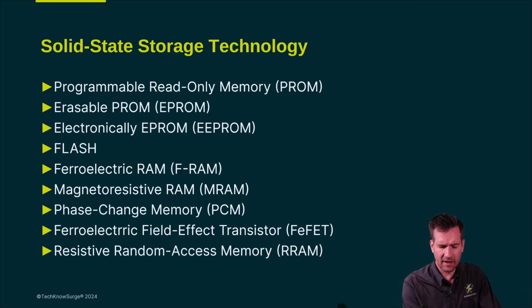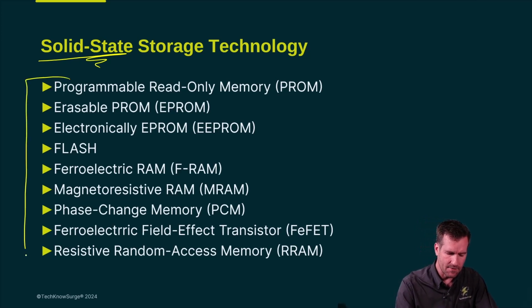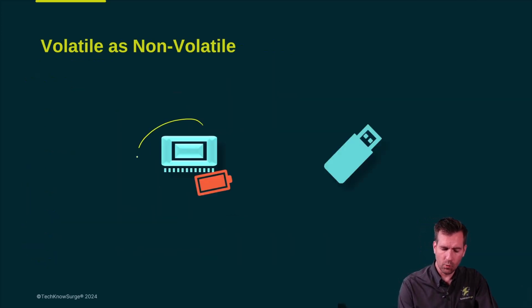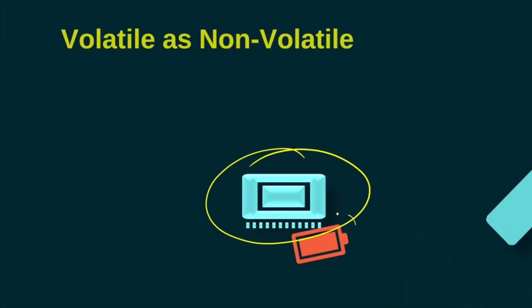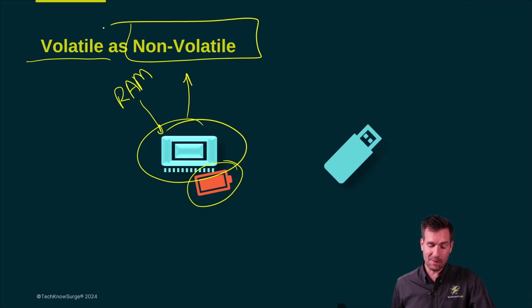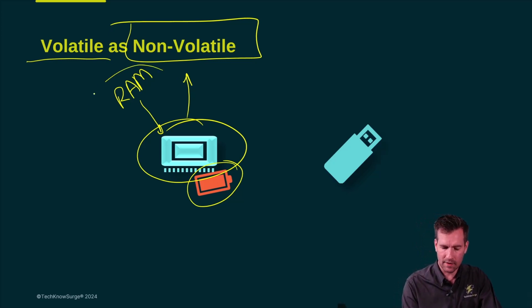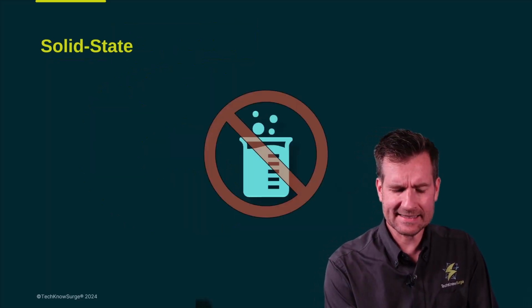Over time, we've developed a lot of different ways to use solid-state storage to store data, and here are some examples of those. I also will point out that RAM is a solid-state technology. And if we use a battery to back up the information inside of RAM, what we've done is we've taken this volatile memory of RAM and we've turned it into non-volatile. So that actually should be part of our list as well: RAM with a battery backup could be considered non-volatile.